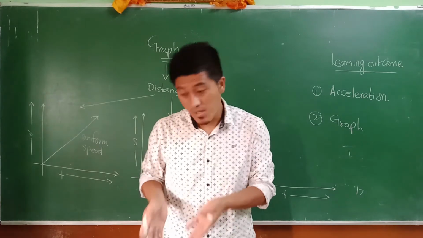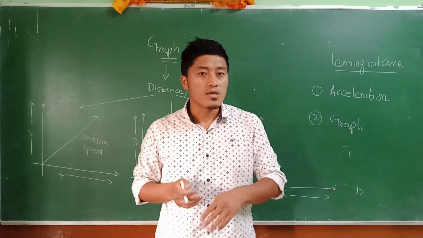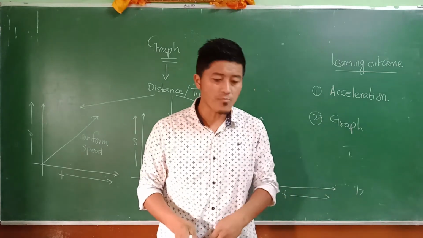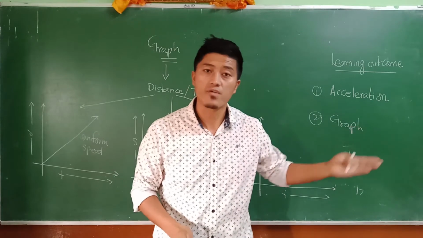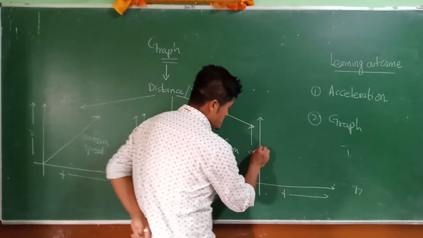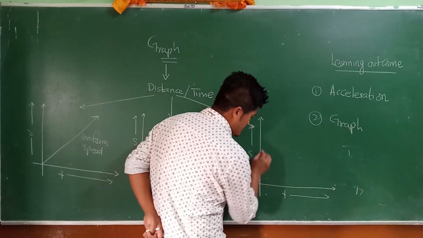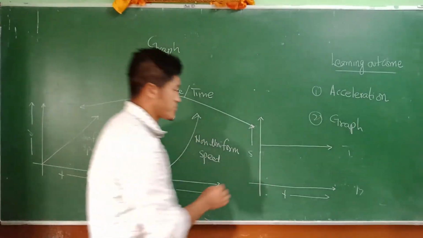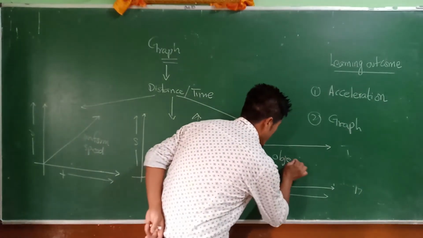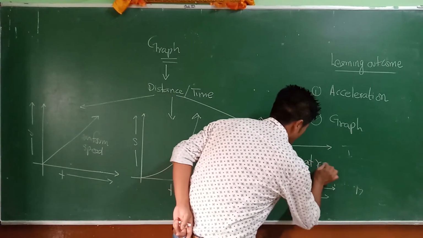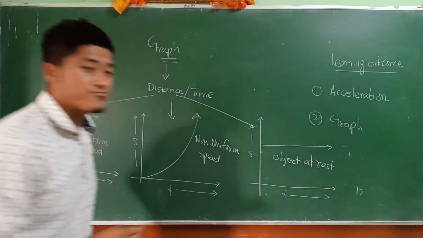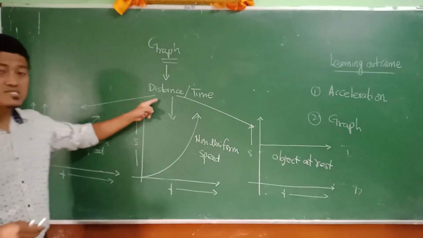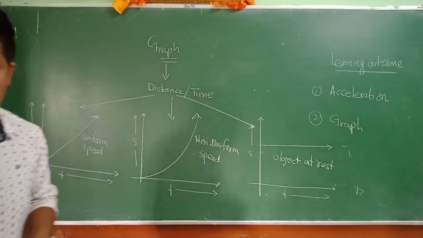For example, right now maybe it's 9 o'clock in the morning. Now, if I wait for another 1 hour, it'll become 10 o'clock. Though I won't be covering any distance, the time will keep on moving. So I'm going to write here that distance is not covered, but time moves on. This kind of graph is referred to as object at rest. Whenever the object is at rest, we draw this kind of graph, right? So these are the three graphs in the case of distance-time. Understand? Okay. Now let's go for the next one.